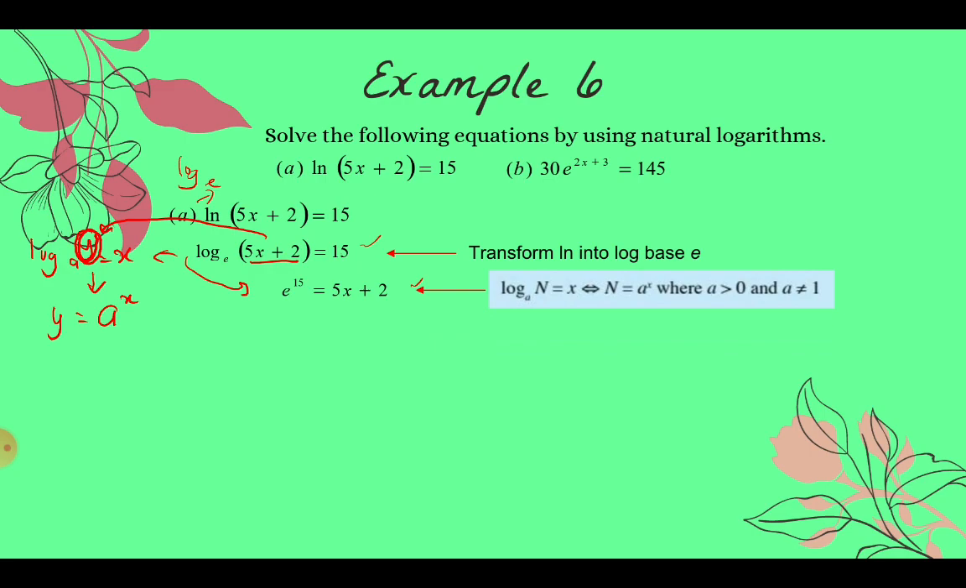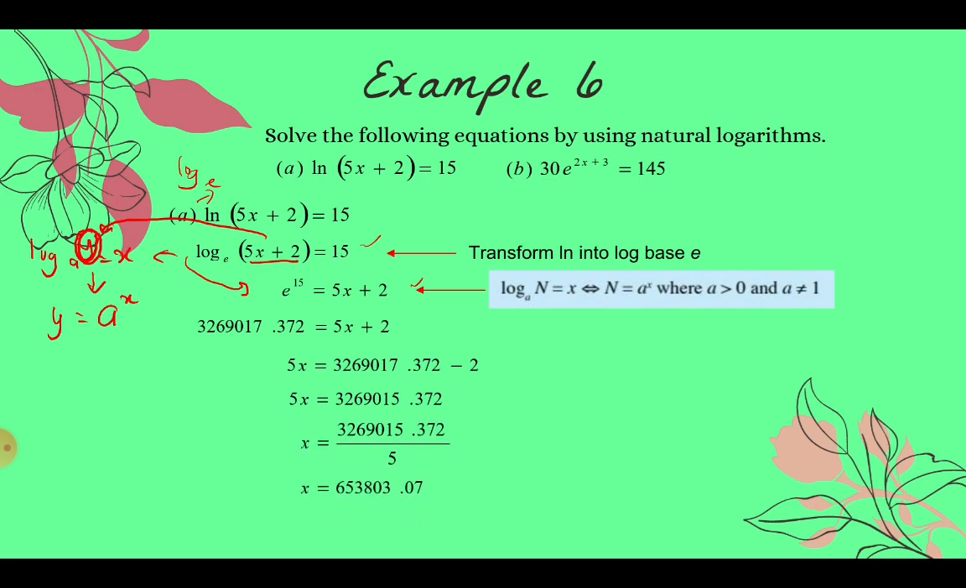Okay, next. Use your calculator, find e to the power of 15. So we will have 3269017.372 equals to 5x plus 2. So you solve the linear equation, and then we have our value of x is actually 653,803.07.